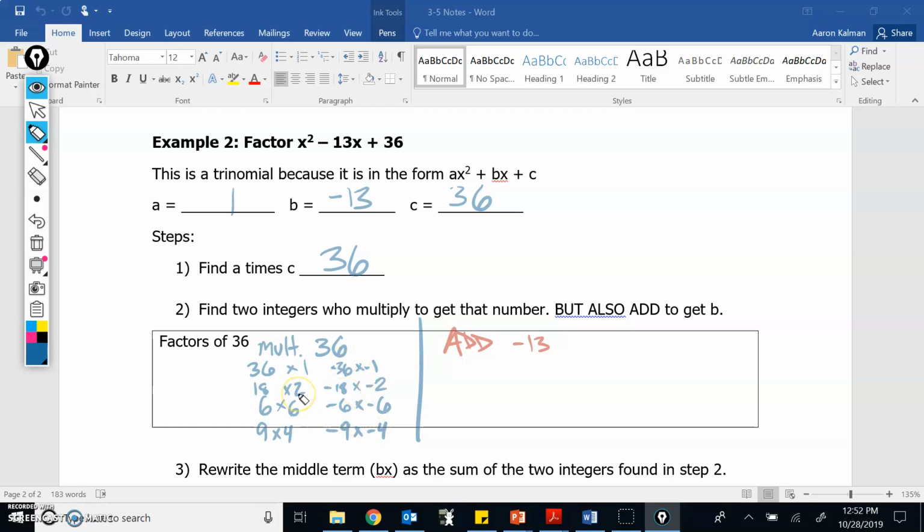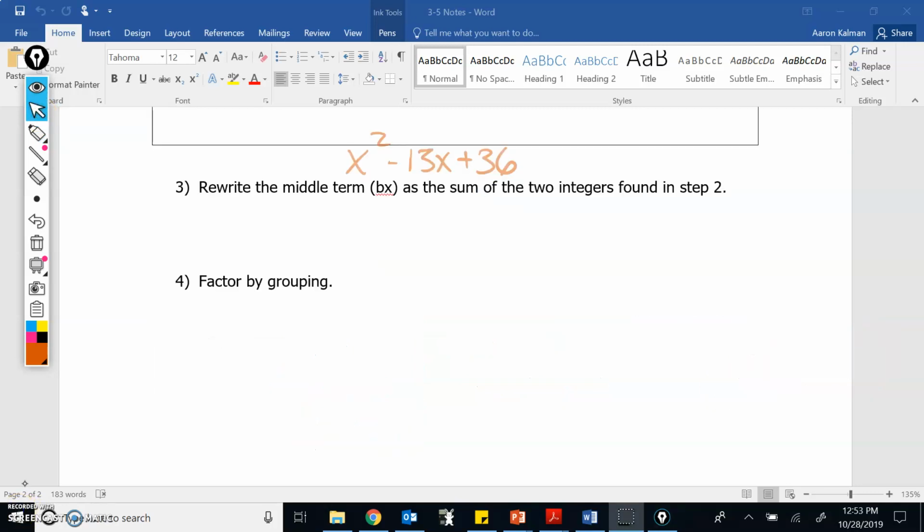Which one of these multiplication factors adds to get negative 13? And that looks like it is this one right here. So negative 9 plus negative 4 adds to get negative 13. So write those factors on the side, the negative 9 and the negative 4. Those are the important factors for this problem.